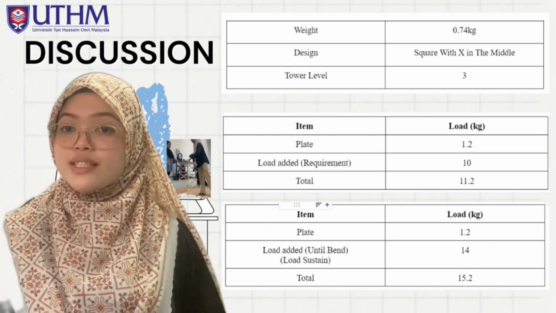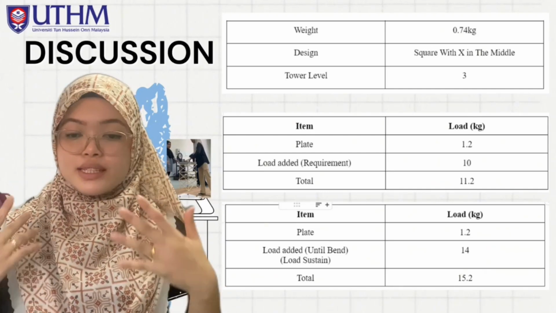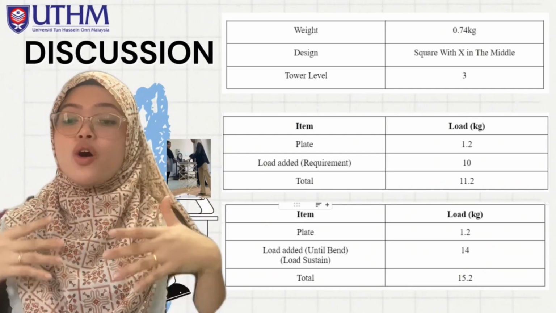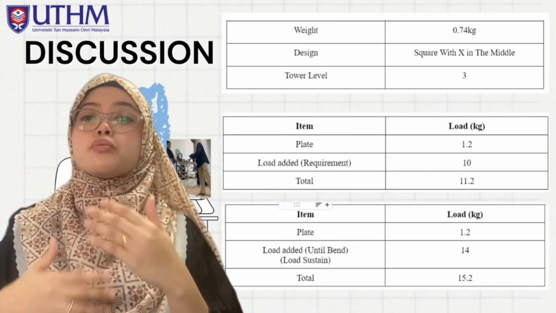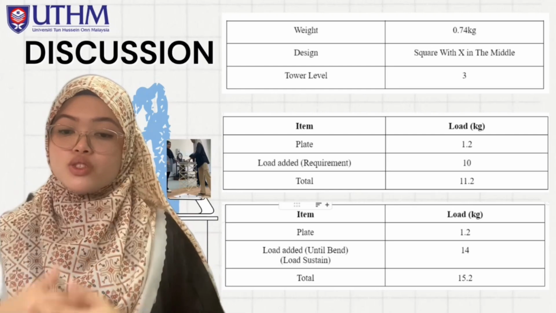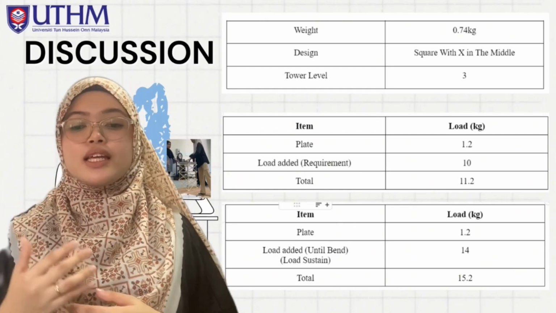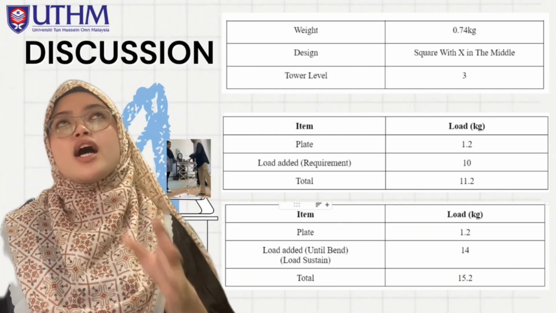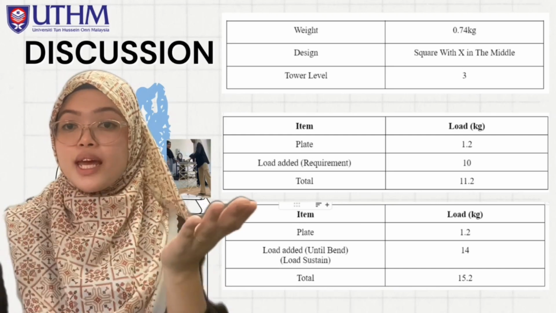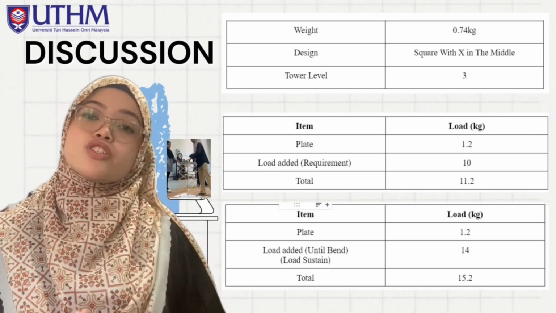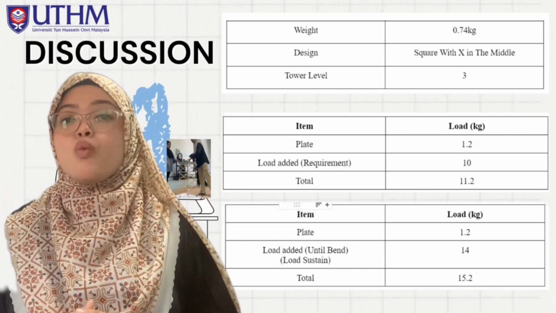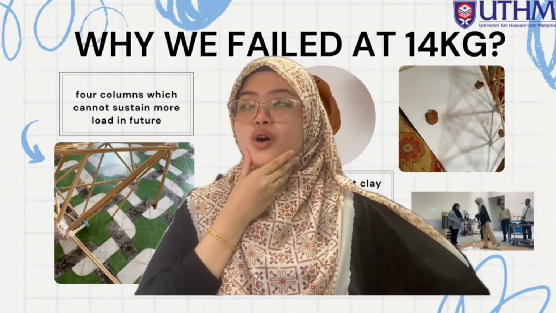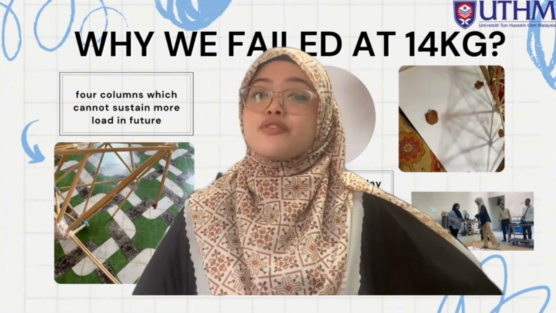After we tested the tower, surprisingly, it was able to withstand a load of over 10 kg for more than 30 seconds. But we had to put on more load until the tower bent. After we put more load, finally it crashed at 14 kg. But after we add the plate tray, actually it crashed at 15.2 kg, because the plate tray weighs 1.2 kg.